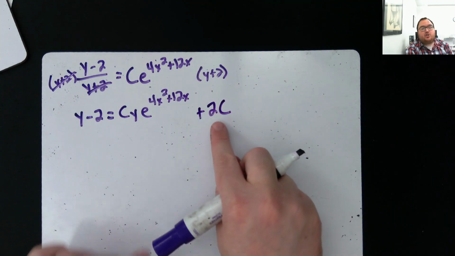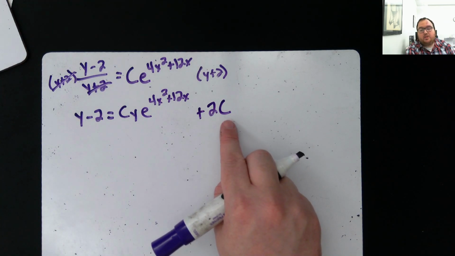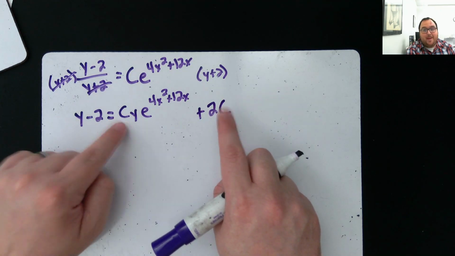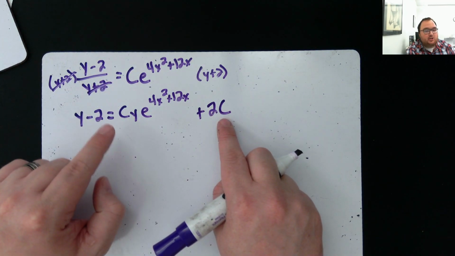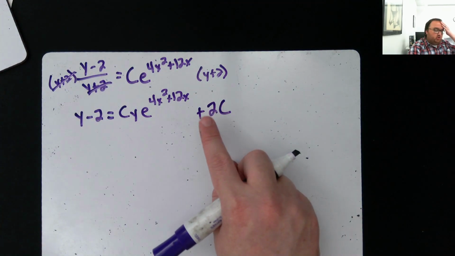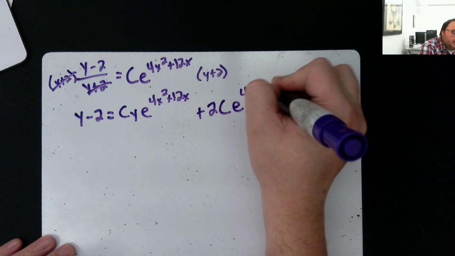2c. Now I've got to leave it 2c, because even though, yes, 2 times c would still be a c, there's another c over here, and they've got to match, right? So leave it now as 2c because there's more than one c. So leave it as 2c. E to the 4x squared plus 12x.